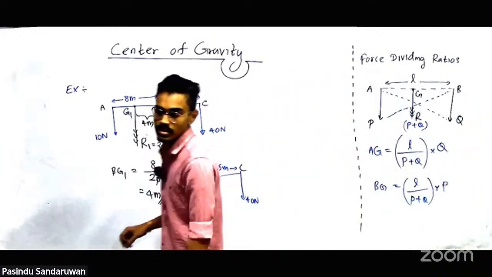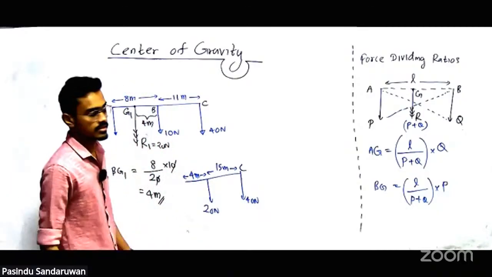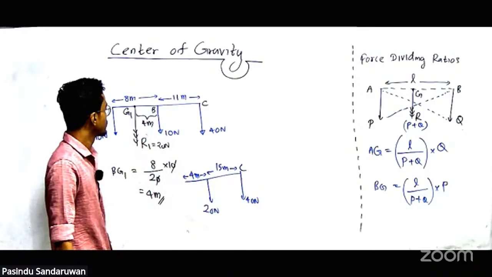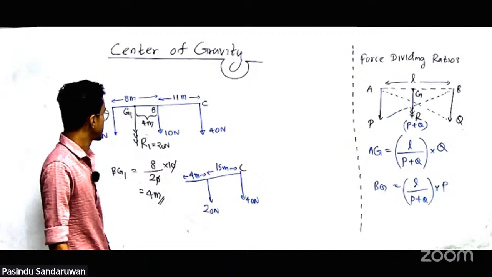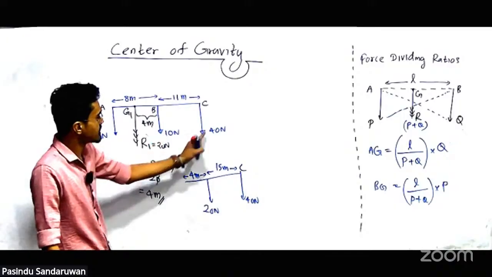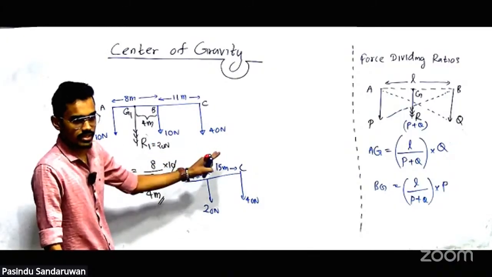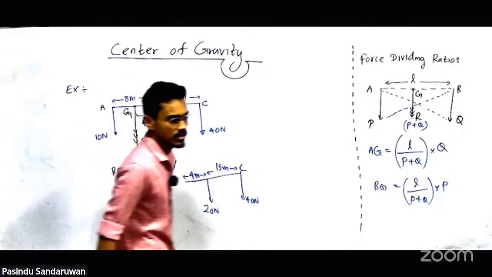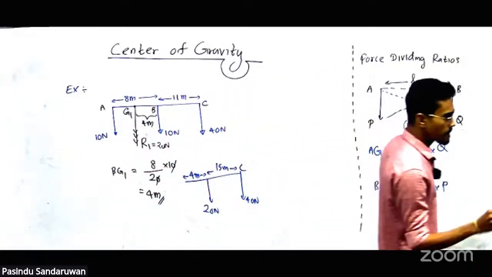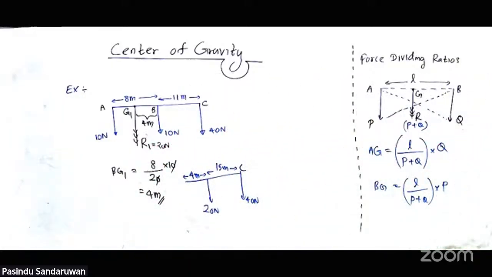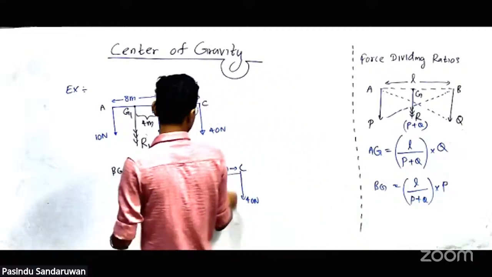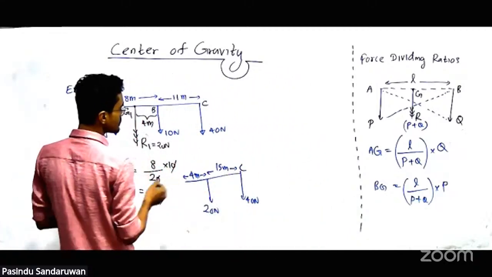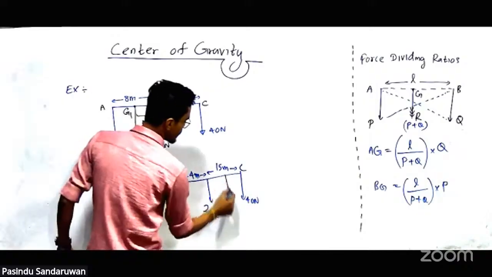10 meters from C? I don't think so, because clearly I can see the other side is 40. I haven't marked the final resultant here. It is somewhere in between, something like this.